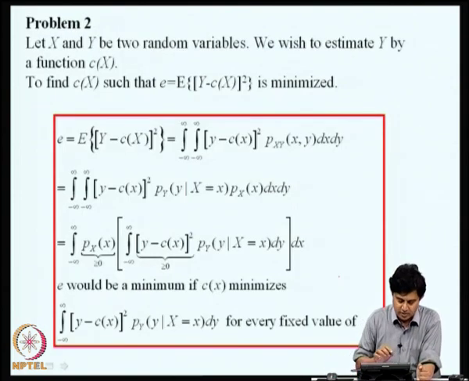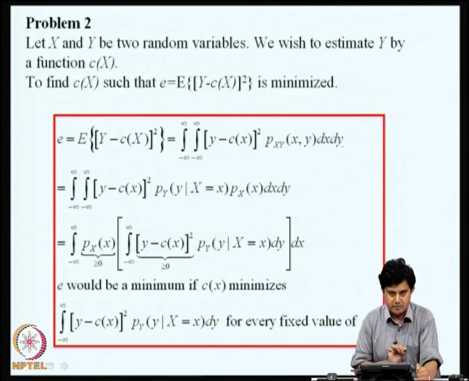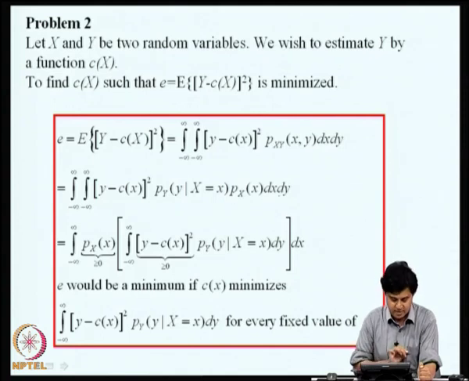Now, a slightly more involved exercise. Let x and y be two random variables. We wish to estimate y by a function c of x. Therefore, the problem is to find c of x such that the expected value of y minus c of x whole square is minimized. So, we can write this expression E as this double integral of y minus c of x whole square p_xy of x comma y dx dy. Now, p_xy of x comma y I write as the product of the conditional probability density function of y conditioned on x equal to x, and p_x of x, dx dy.